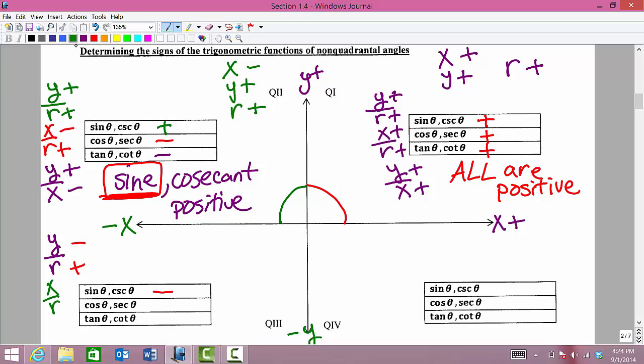X divided by r, x is negative, r is always positive, and negative divided by positive will be negative. So cosine and secant will always be negative in quadrant 3. And let's look finally at tangent. Tangent is y divided by x. Now be careful here, y is negative and x is negative, but a negative divided by a negative gives me a positive value. So tangent and cotangent will both be positive in quadrant 3.